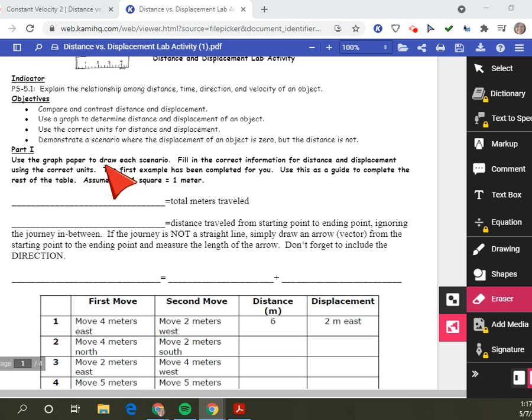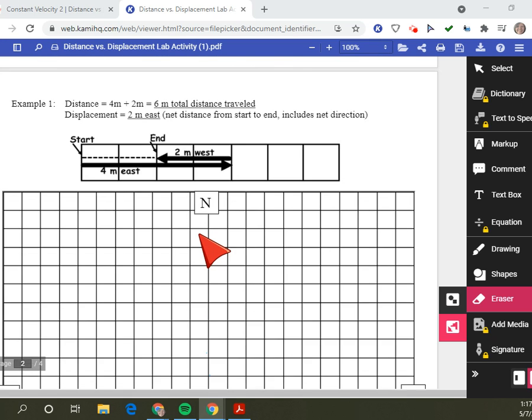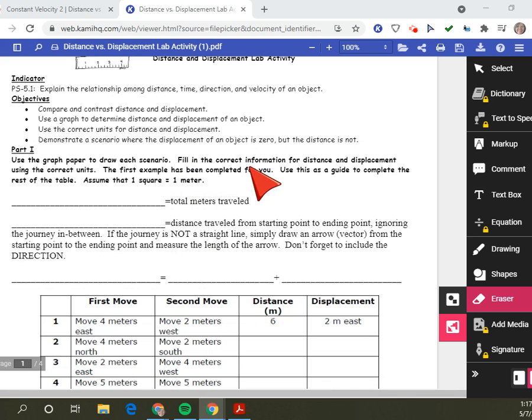Use the graph paper to draw each scenario. Where's the graph paper? Oh, page 2. All right, graph paper. Fill in the correct information for distance and displacement using the correct units. Units are important. The first example has been completed for you. Use this as a guide to complete the rest of the table. Assume that 1 square equals 1 meter.